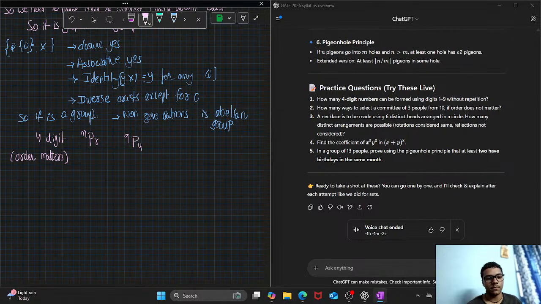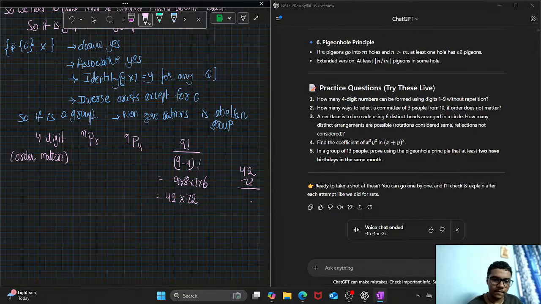So 9 factorial by 9 factorial. So 9 into 8 into 7 into 6. 8 into 64 and 9 into 72. 4 2s are 8, 7 2s are 14, 29, this is 4, 8 and 4, 12, 10, 3024.